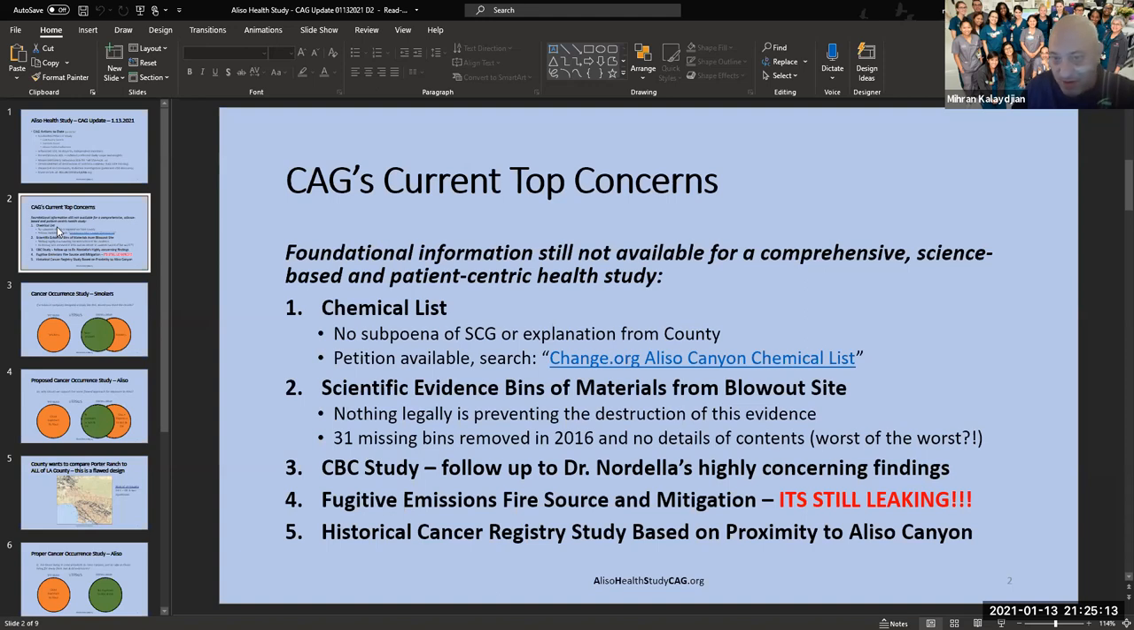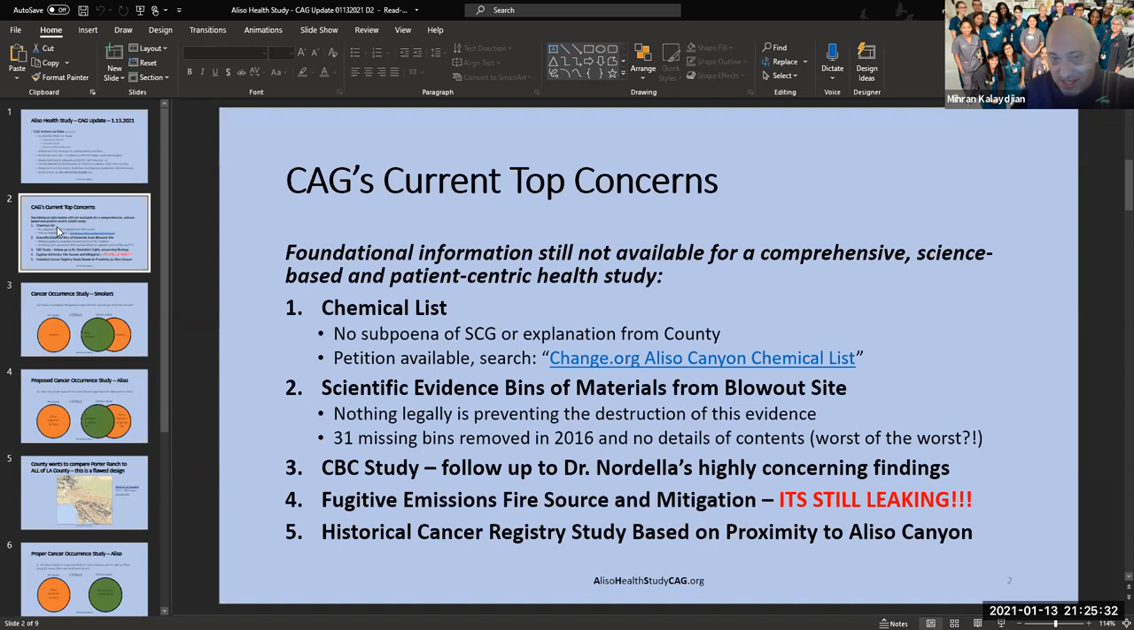31 bins have been removed in 2016 with no details. CAC members were asking the DPH to give at least the outcome of that step that they took, and we have nothing.